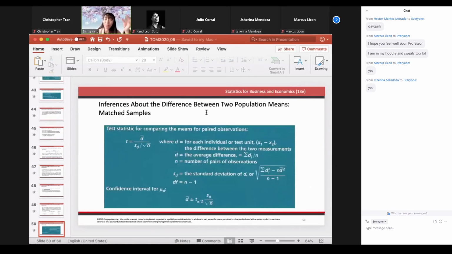And with that difference at the individual level, we then calculate test statistic T to be the average, the mean of that difference, divided by the standard deviation of that difference over the square root of the sample size. So that's the test statistic in matched sample. It's not captured at the group level, but it's captured at the individual level, then put together.